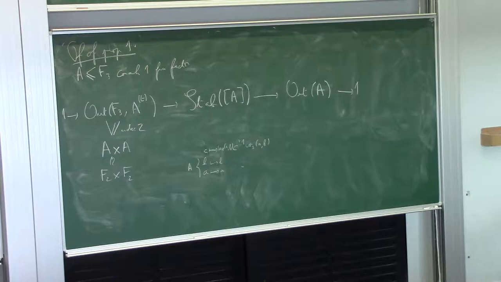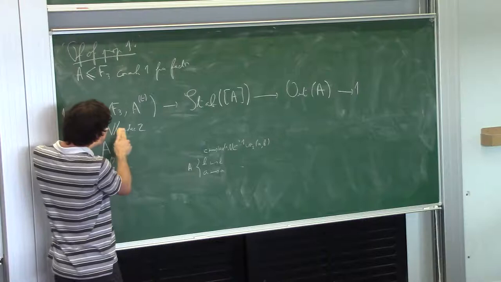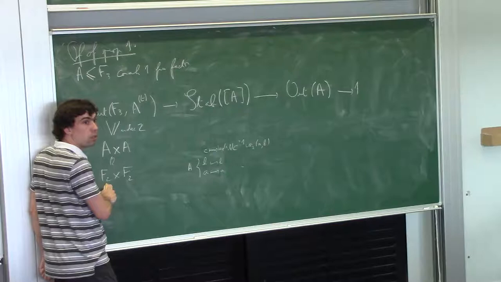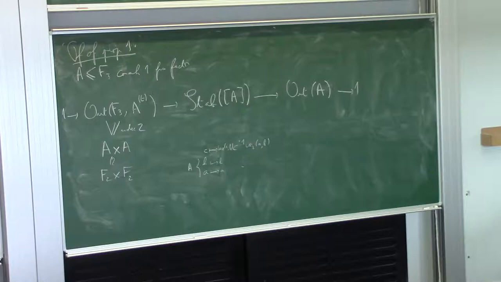So the stabilizer of A has a normal subgroup which contains, as a finite index subgroup, a direct product of two non-abelian free groups. This is going to be our algebraic characterization of these stabilizers. So I claim that conversely, if you have a subgroup of RFN satisfying this property, then it has to fix a corank one free factor.